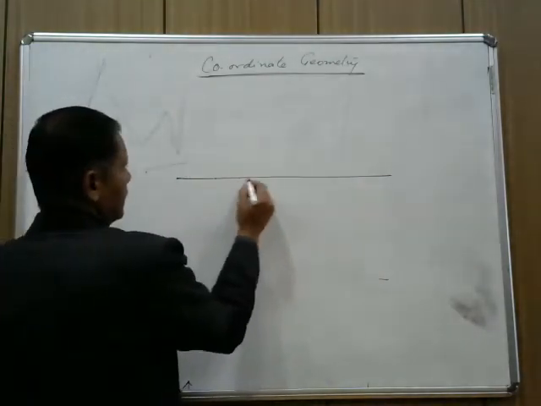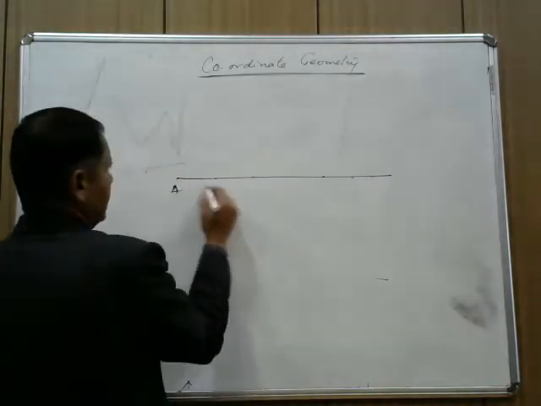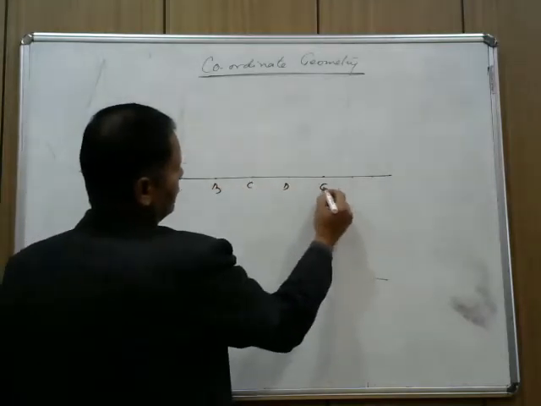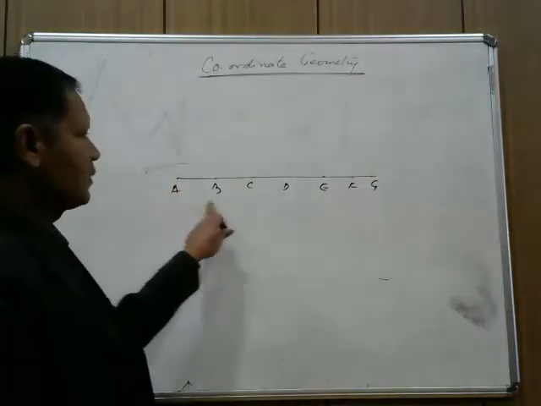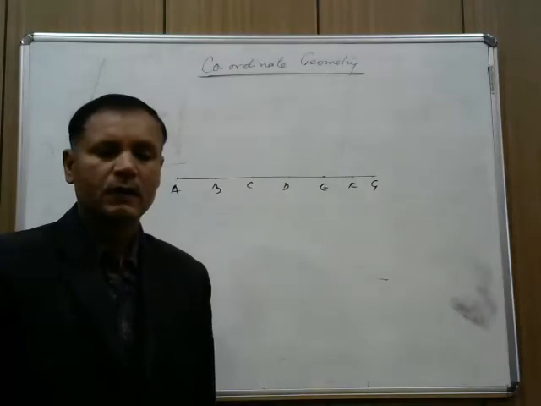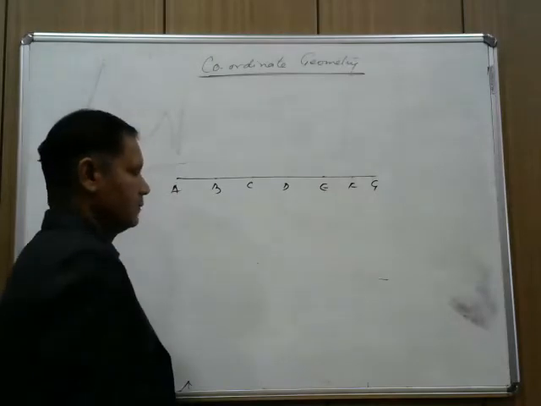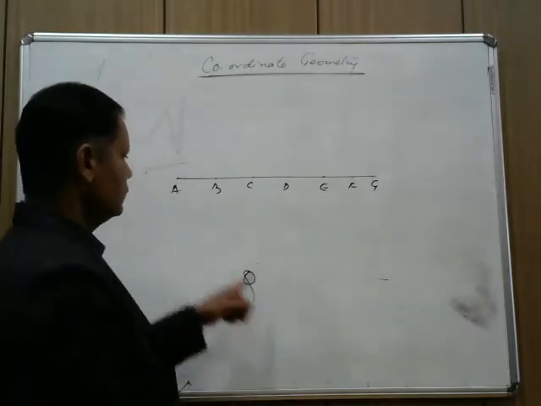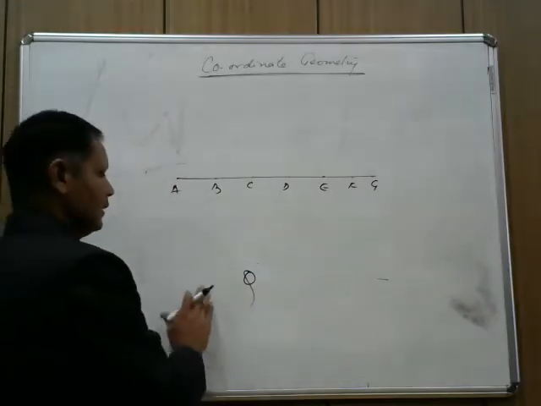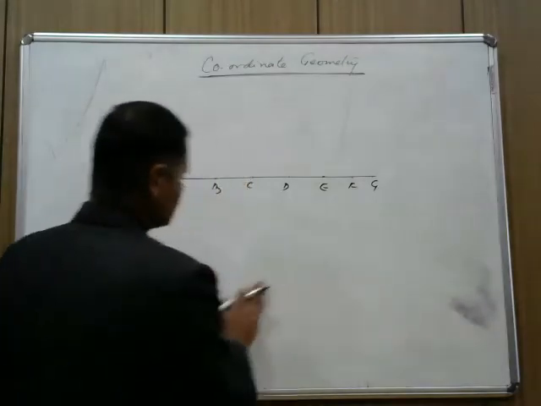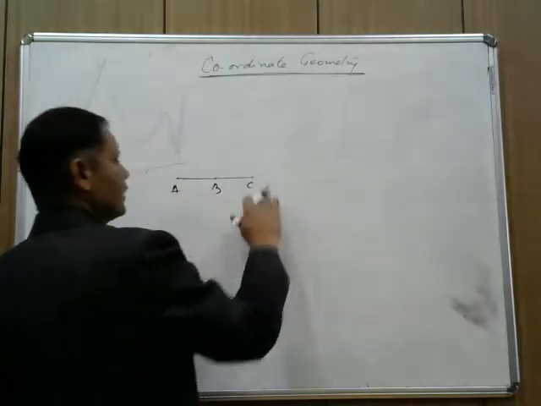Actually, a line is a collection of points A, B, C, D, E, F, G and so on. All these points are collinear points. Why? Because all these points lie on the same line. When I talk about this point, now this is Q. Now AQ is not collinear, BQ is not collinear. So here we will talk about at least 3 points. You check whether these 3 points A, B, C are collinear or not.